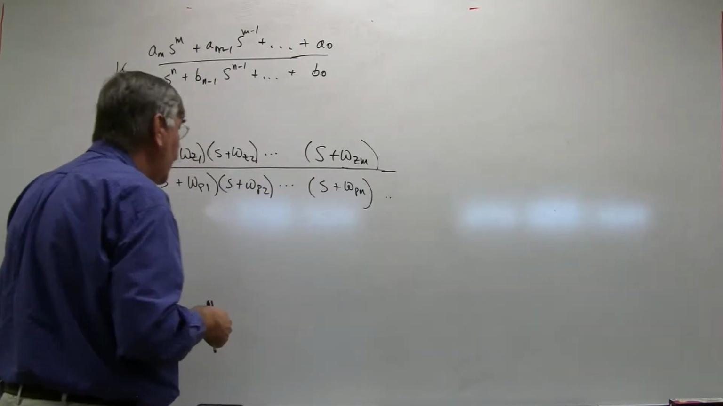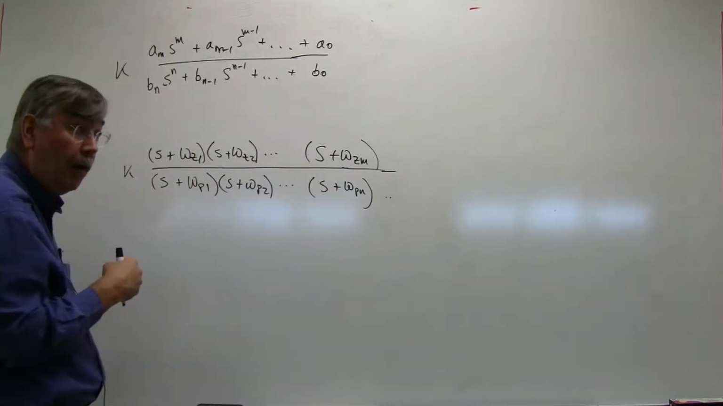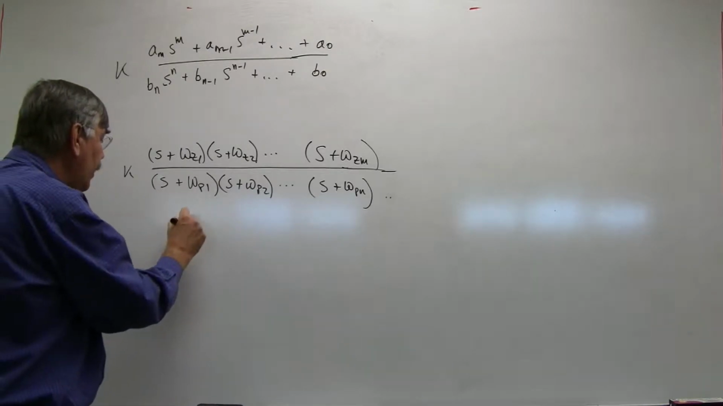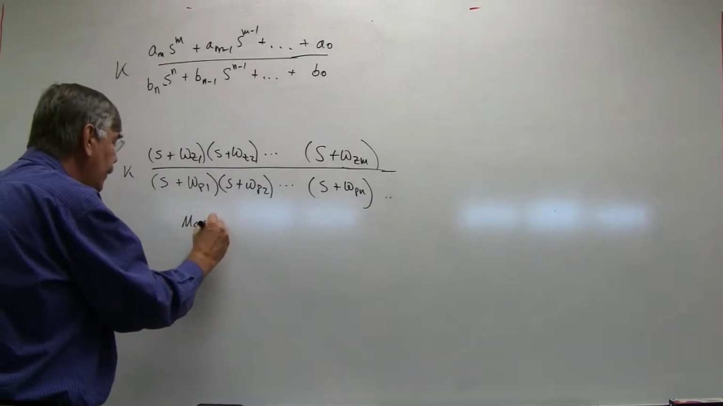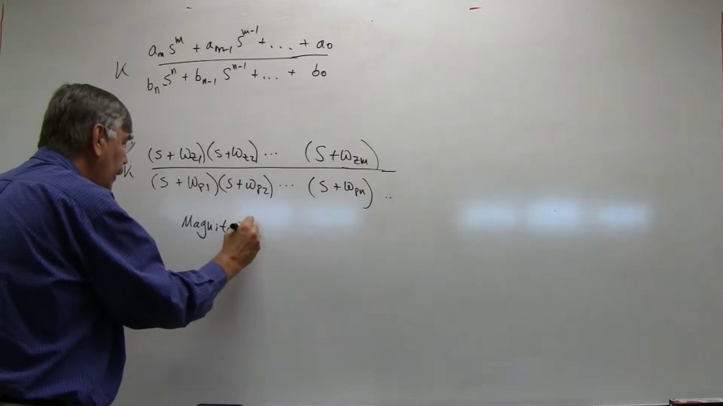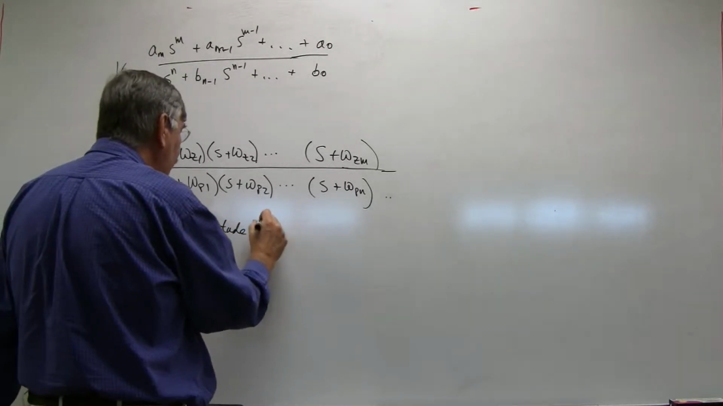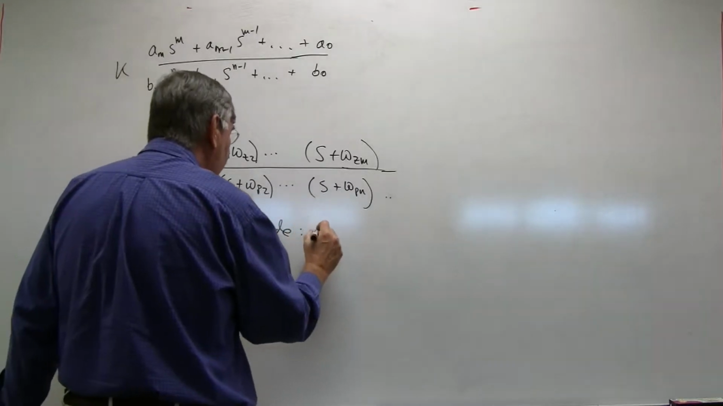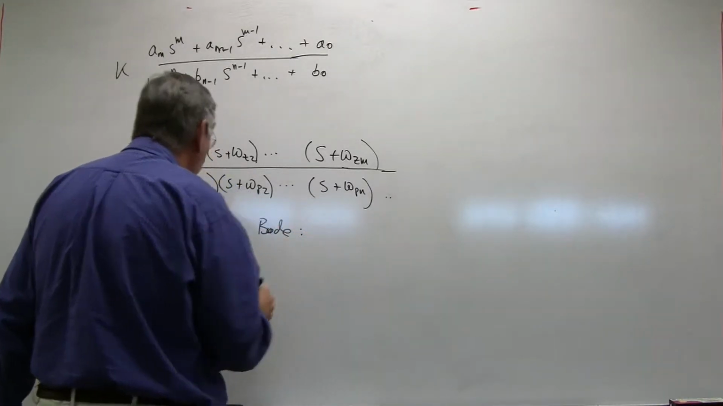We won't have them quite as complicated as this. In other words, we're going to have smaller m's and n's, and we'll just do easy ones. And the trick is we're going to do a magnitude plot, which is a magnitude Bode plot, and it's going to be a log-log plot.